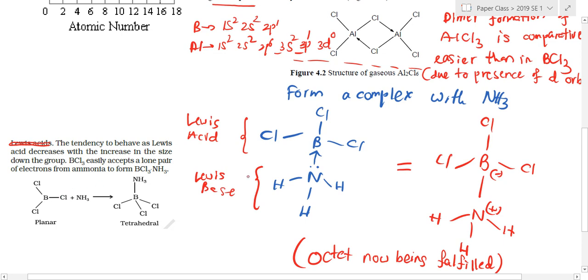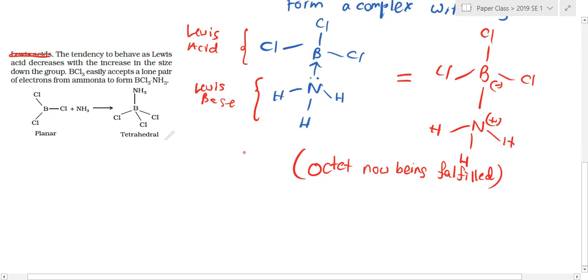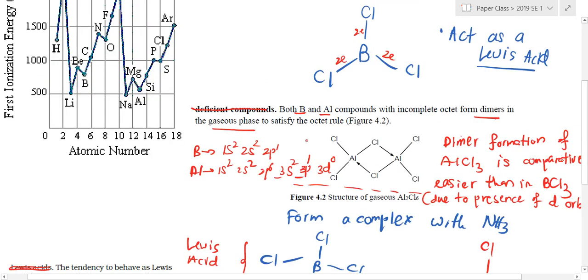Okay, if you consider ammonia, this kind of complex can be formed. The shape around the boron is somewhat tetrahedral. Those are the things you should remember. The formation of this complex fulfils the octet also, right? Dimerization is also done to fulfil the octet. You can see that now aluminium has 2, 4, 6 and 8. Around the aluminium also you can see the octet is now fully filled.